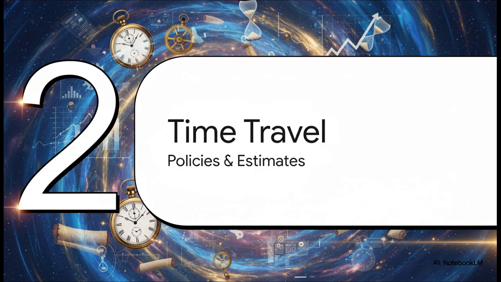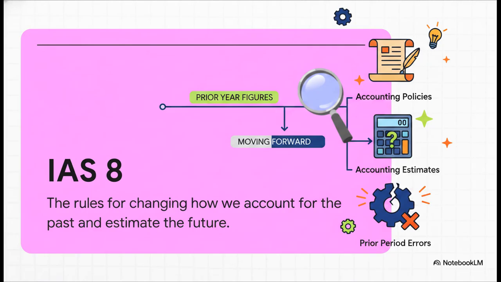Moving right along to Section 2, time travel, policies, estimates, and errors. So while accounting usually just marches forward, sometimes we have to figure out how to deal with changing the rules of the past or estimating the uncertainties of the future.